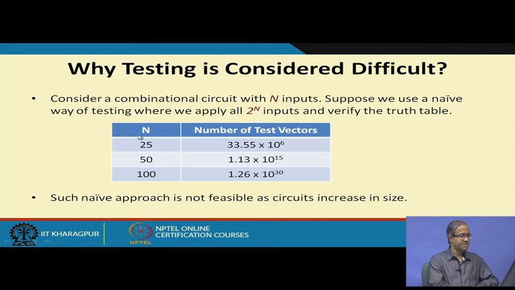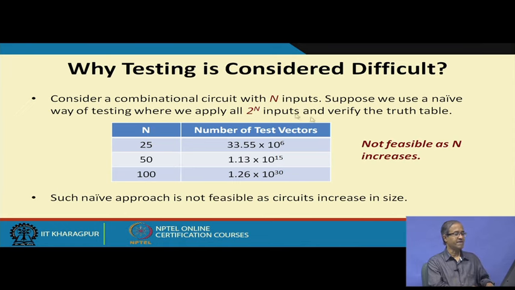But the problem is, you see, as n increases 25, 50, 100, well, in practical circuits, n is much higher. I have shown only up to 100. And here, the value of 2 to the power n is shown. You can see for 25, it is about 33 million, it goes to 1 into 10 to the power 30 for n equal to 100. So, clearly, this is not feasible for larger values of n. Okay? As n increases, we cannot use this kind of naive approach of verifying the truth table.